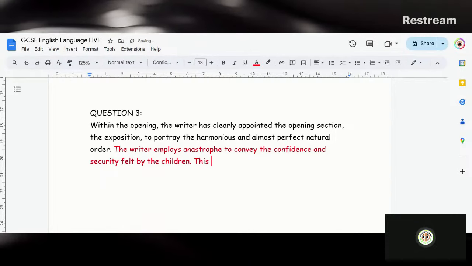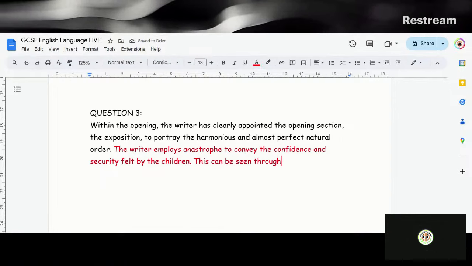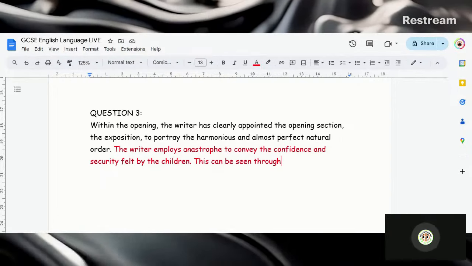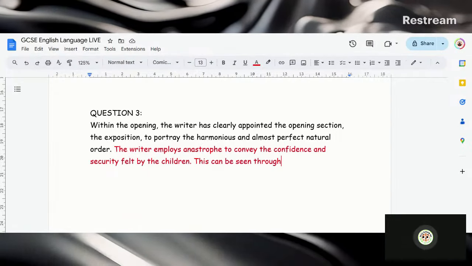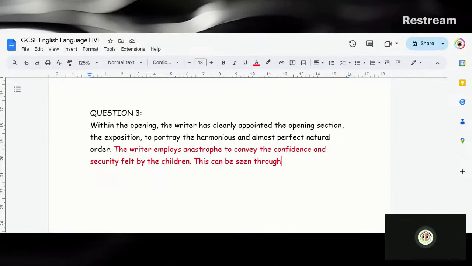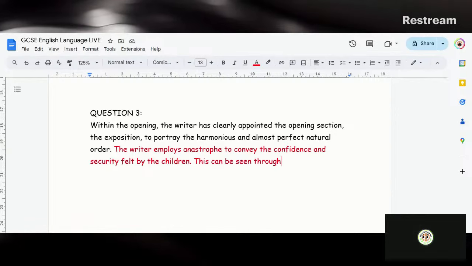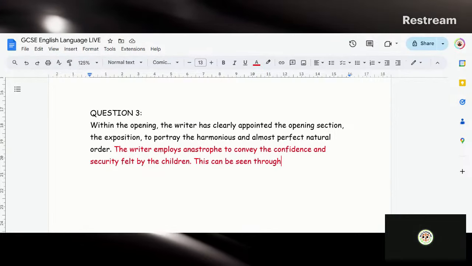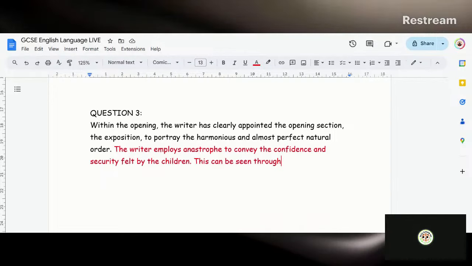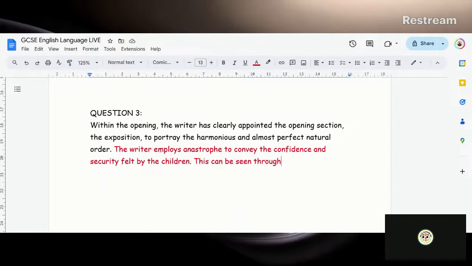This can be seen through... we can do a question 5 at the end for those of you who want to go through it. But yeah, it's literally going to be exactly word for word the story that I mentioned. But yes.